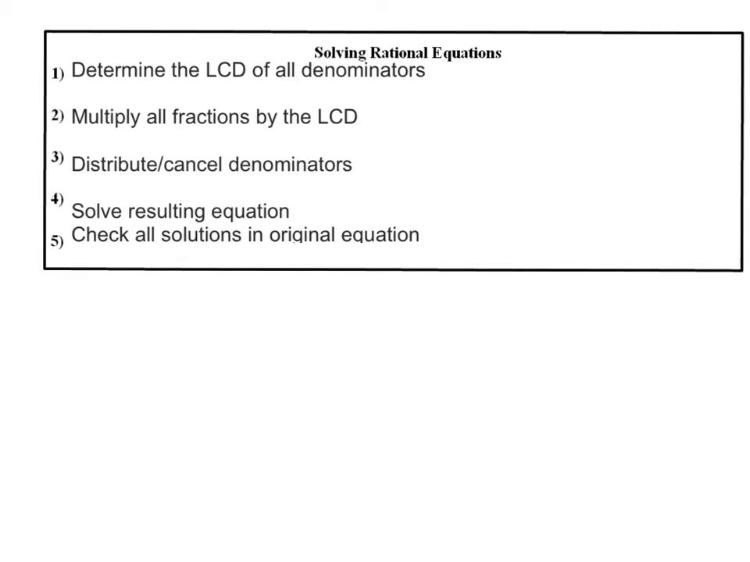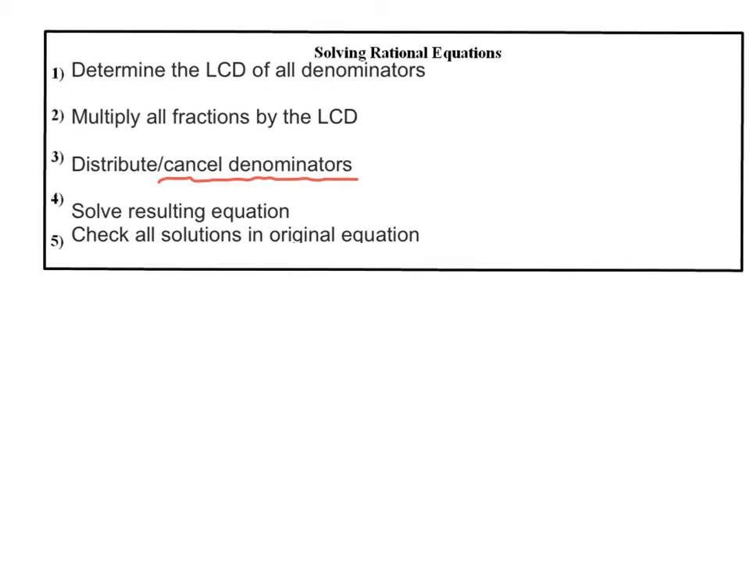Remember, our goal was to eliminate fractions. So when I multiplied both sides by the least common denominator, I distributed where possible and always ended up canceling my denominators. If you don't end up with cancellation, then that means that something went wrong when you found your least common denominator. So my goal here is to do this cancellation of denominators.